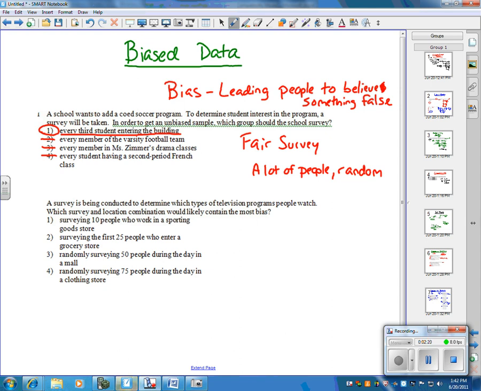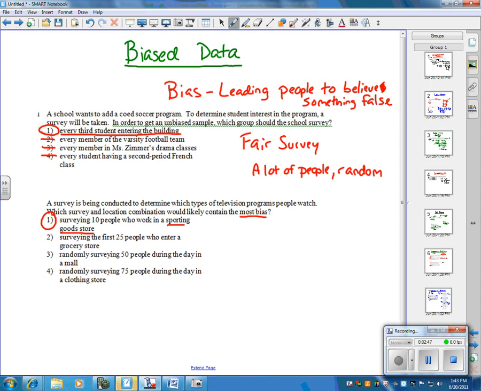Now for the next one, this one asks us about the most bias. Survey is being conducted to determine which types of television programs people watch. Which survey and location combination would likely contain the most bias? Now, the most bias in this case would be number 1, okay? Because you have the least amount of people, and they're all in just one type of store. They're in a sporting goods store.